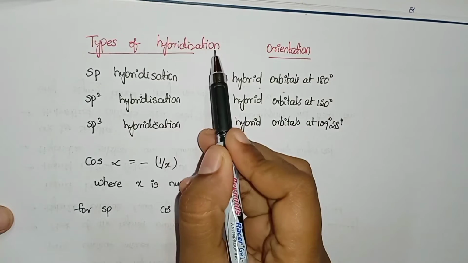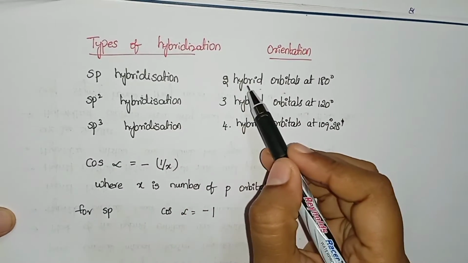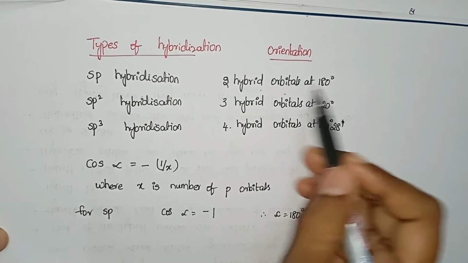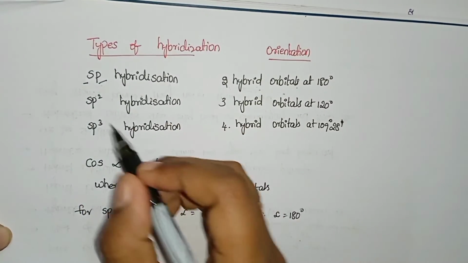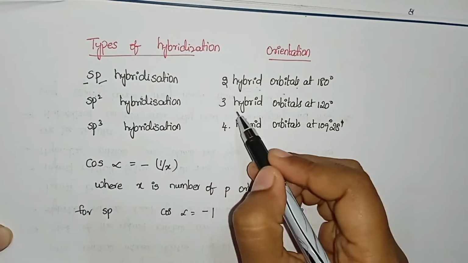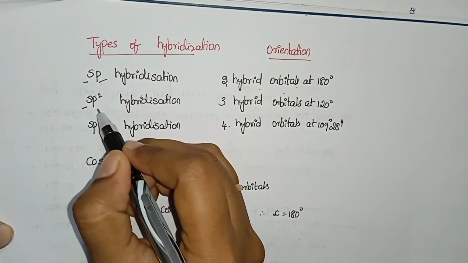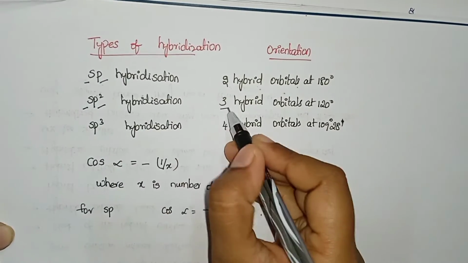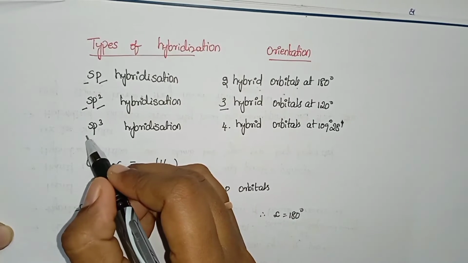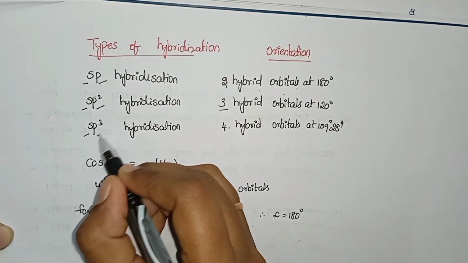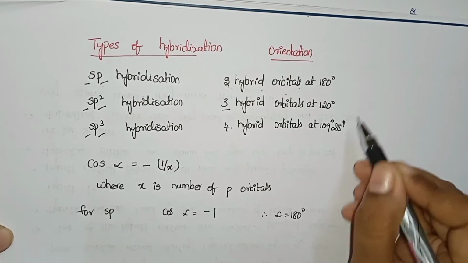Types of hybridization and orientation. sp hybridization: 2 hybrid orbitals at 180 degrees, meaning 1 s orbital and 1 p orbital. Second, sp2 hybridization: 3 hybrid orbitals at 120 degrees, that means 1 s orbital and 2 p orbitals, total 3. Next, sp3 hybridization: 4 hybrid orbitals, 1 s orbital and 3 p orbitals, total 4 hybrid orbitals at 109 degrees 28 minutes.